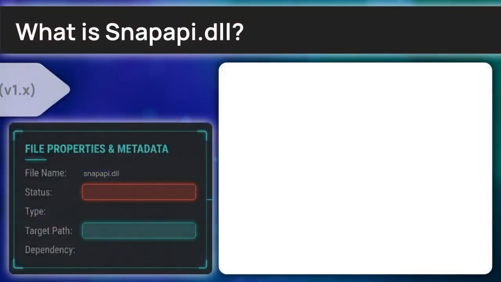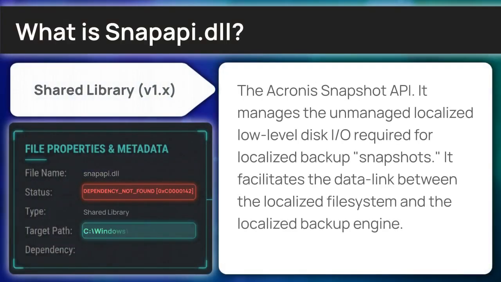This is the Snapapi library, the Acronis Snapshot API. It manages the unmanaged localized low-level disk input-output required for localized backup snapshots. It facilitates the data link between the localized file system and the localized backup engine.